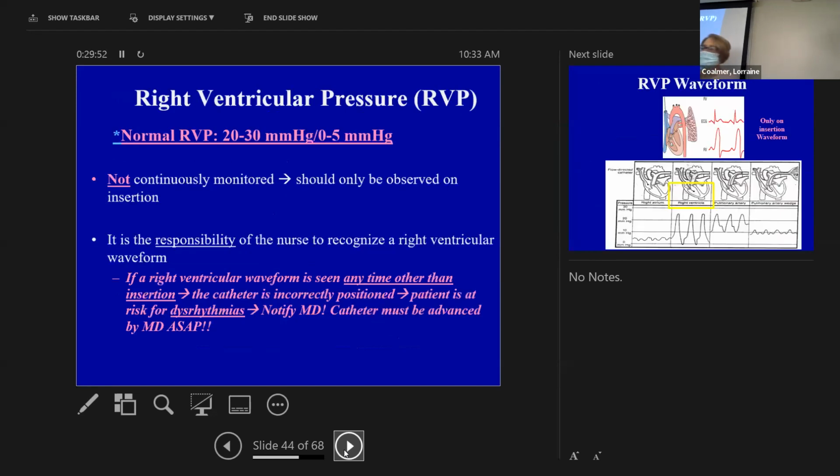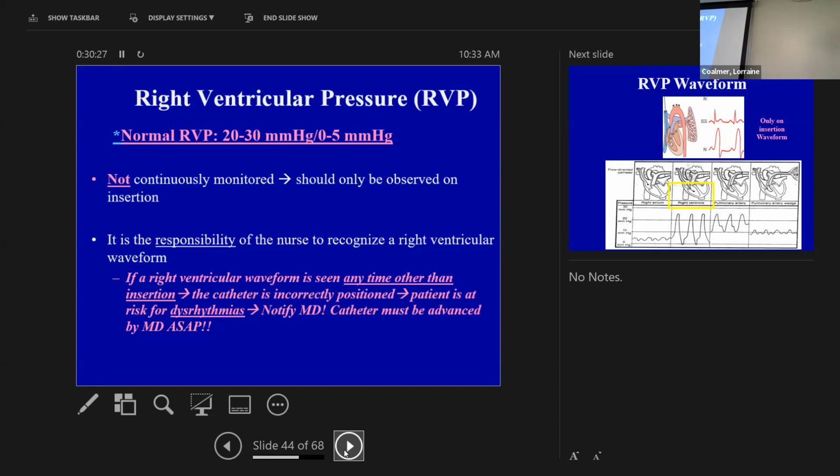Okay. All I want to say about this is you should only see this on insertion, not any other time. If you walk into the room and see a large right ventricular waveform, your catheter has moved and you need to call somebody to advance it. It has slipped back from the artery into the right ventricle. Don't go past go. Don't be trying to do stuff. Just call the resident.